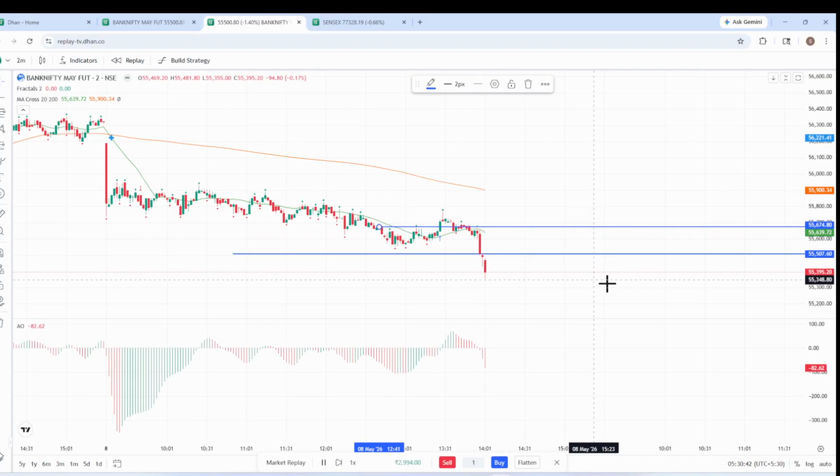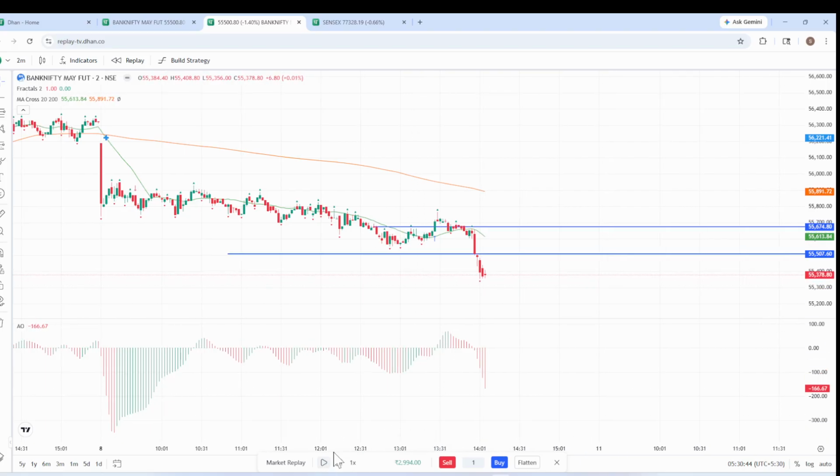See, now it has come. In fact, it has come more than that. But yet, we have to take an executive decision. There was another 170 points we were supposed to get, but we took a decision based on the patterns. Okay.